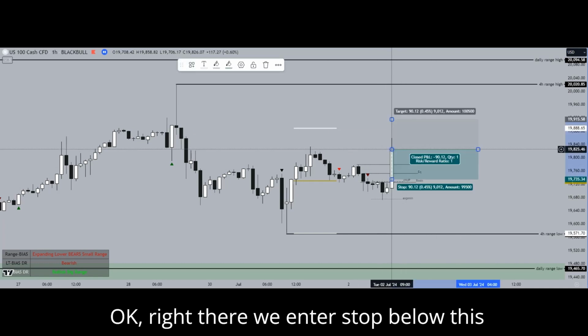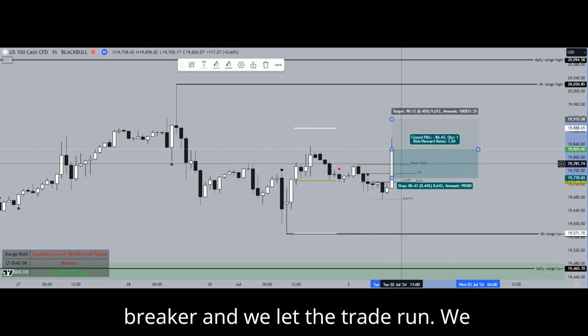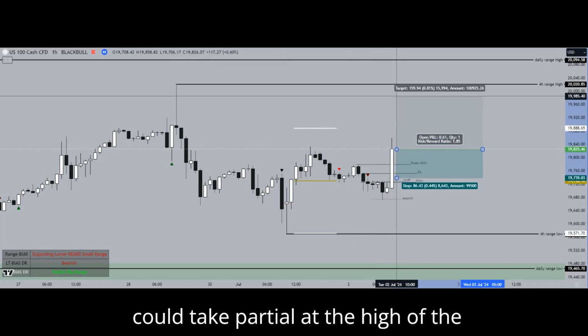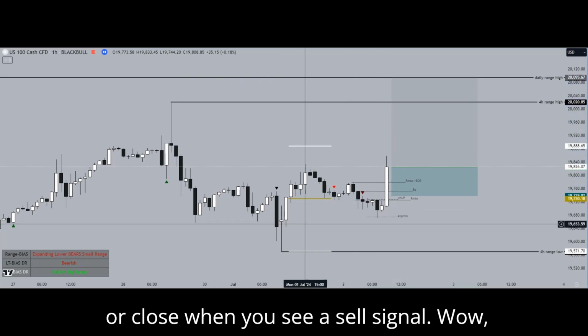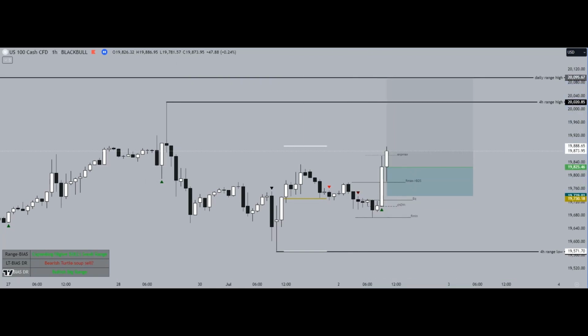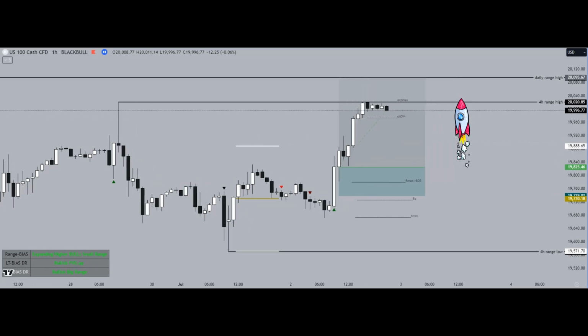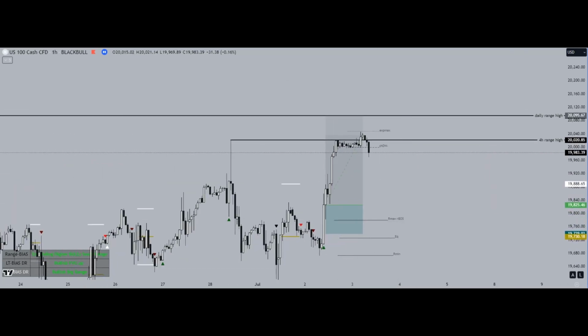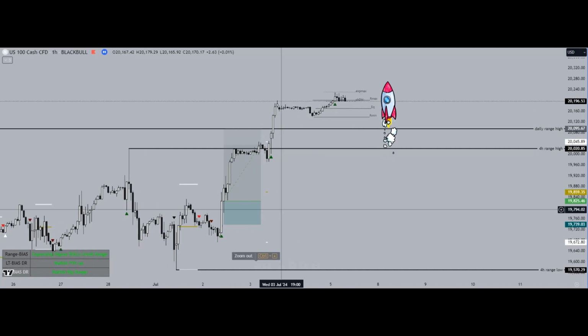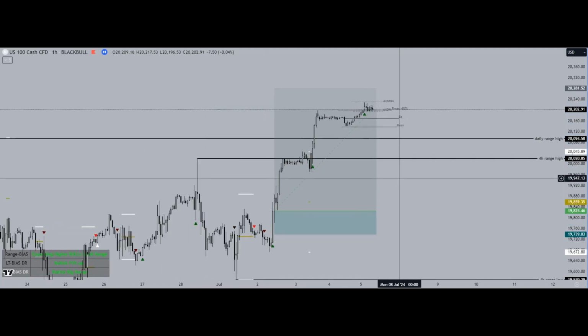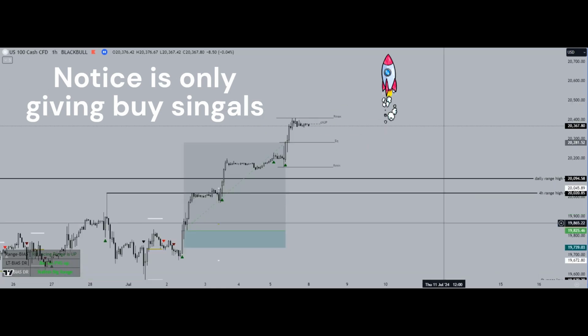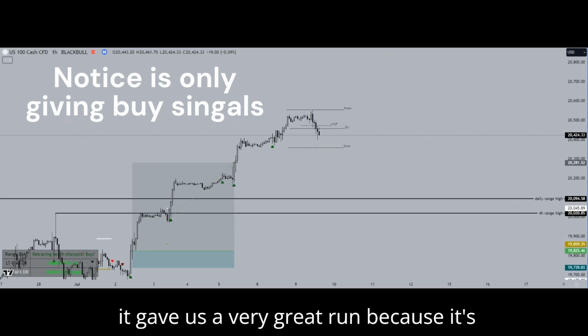Okay, right there we enter. Stop below this breaker, and we let the trade run. We could take partial at the high of the daily buy side, or you can trail your stop or close when you see a sell signal. Wow, it gave us a very great run because it's a daily level.